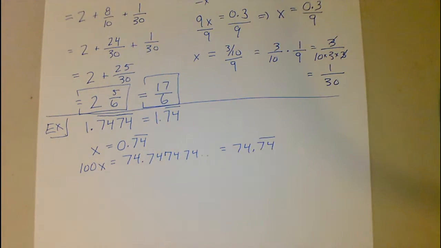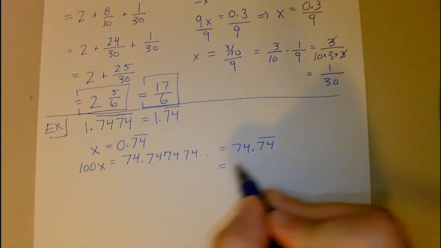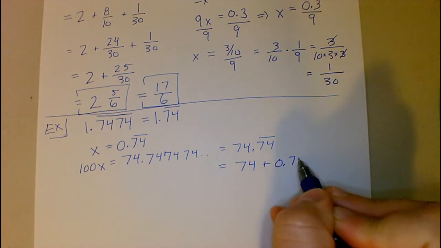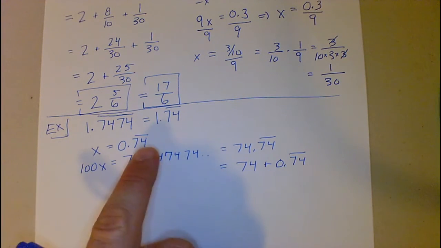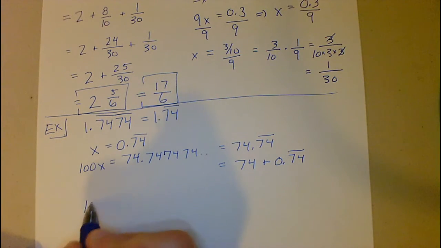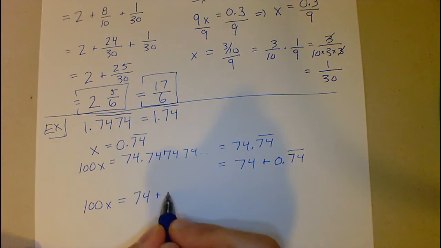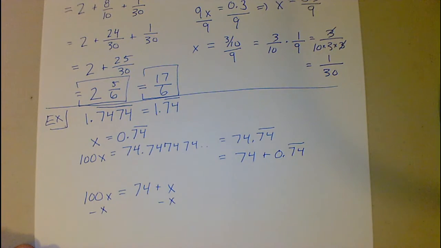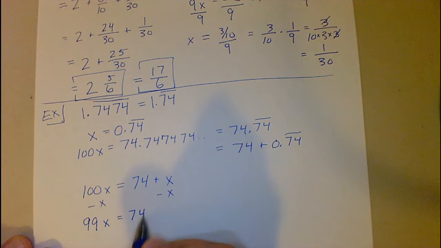So this is 74.74 repeating. Once again, why did I do this? I did this because this 74.74 repeating is 74 plus 0.74 repeating. We called 0.74 repeating x. And so this whole equation, this 100x, is really equal to 74 plus x. And now what do I do? I subtract x from both sides. I get 99x equal to 74.